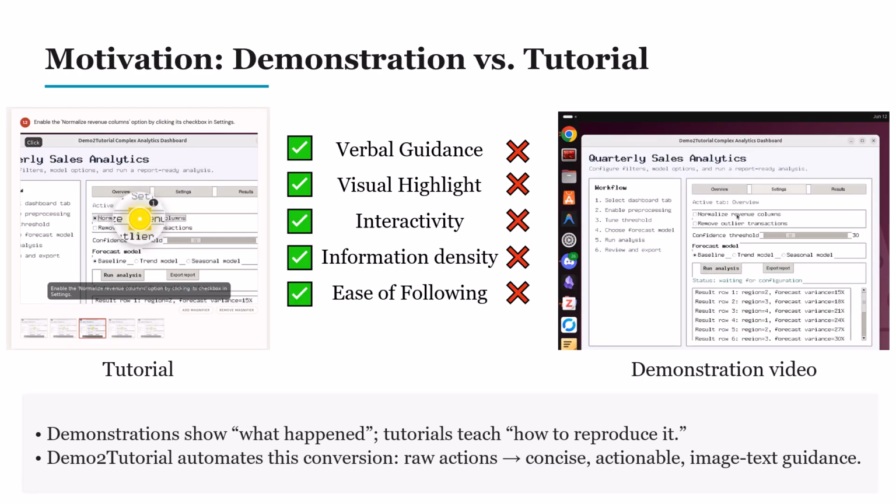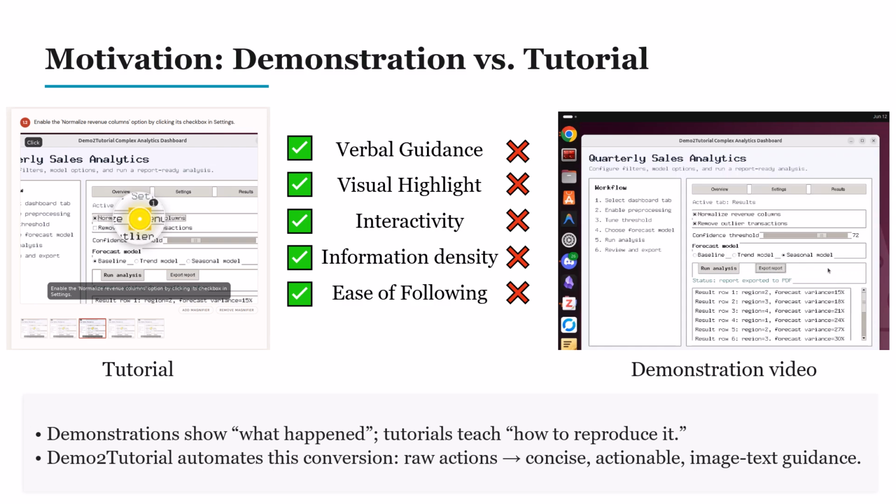Here's the motivation of the authors. The paper makes a clear distinction between demonstrations and tutorials. A demonstration mainly shows what happened. It is a continuous, passive viewing experience. Often it has no narration, no visual highlight, and many redundant frames or irrelevant actions. By contrast, a tutorial is designed to teach how to do the task. It is step-by-step, more concise, and combines verbal guidance with visual annotations.